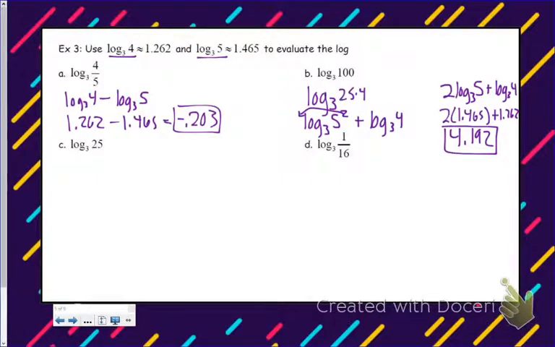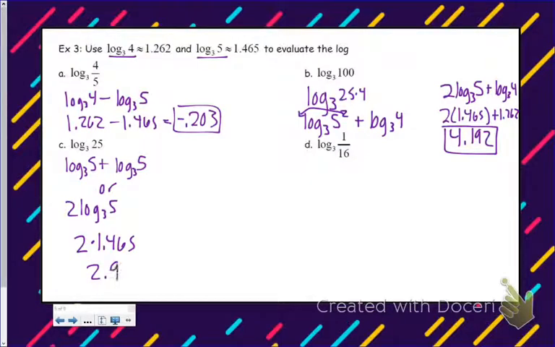Looking at C, okay, we actually already did that within that problem. There's two different ways you could write this. You could do this as log base 3 of 5 plus log base 3 of 5, or you could do it as 2 log base 3 of 5. Either way, you're going to get the same answer. You're going to get 2 times 1.465, which gives you a value of 2.93.